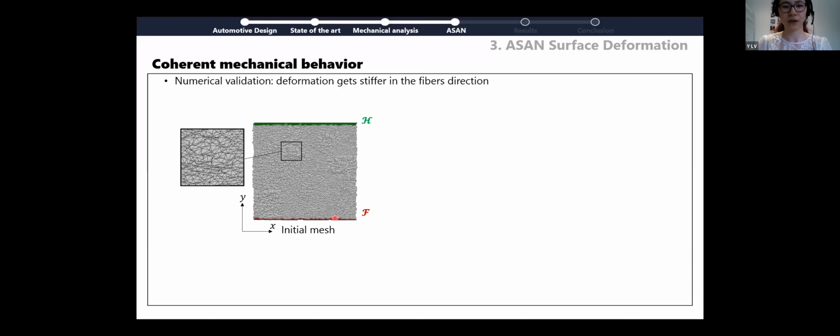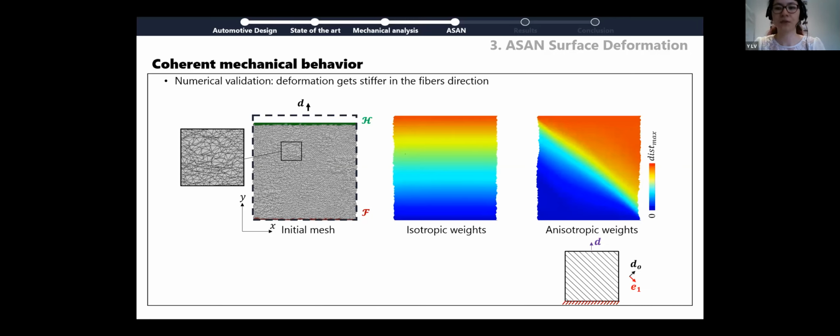So we fixed the base of the shape and pulled it up, imposing a displacement d that can be seen as the load. And our results show that the anisotropic weights that we define coherent fiber directions where the deformation gets stiffer, even on an irregular mesh like this one.